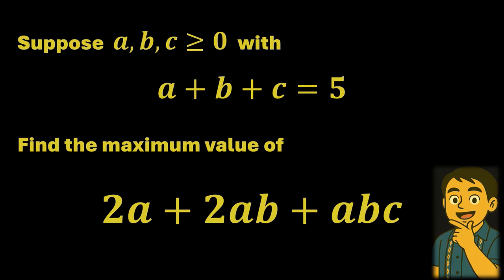Suppose A, B, C are non-negative with the sum equals 5. You're asked to find the maximum value of 2A plus 2AB plus ABC.